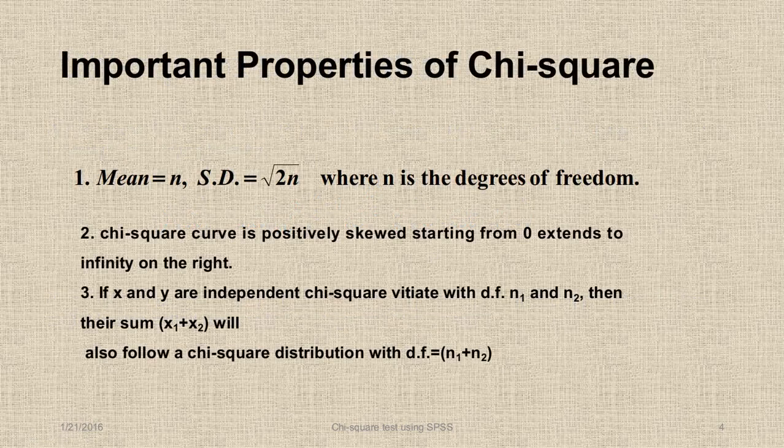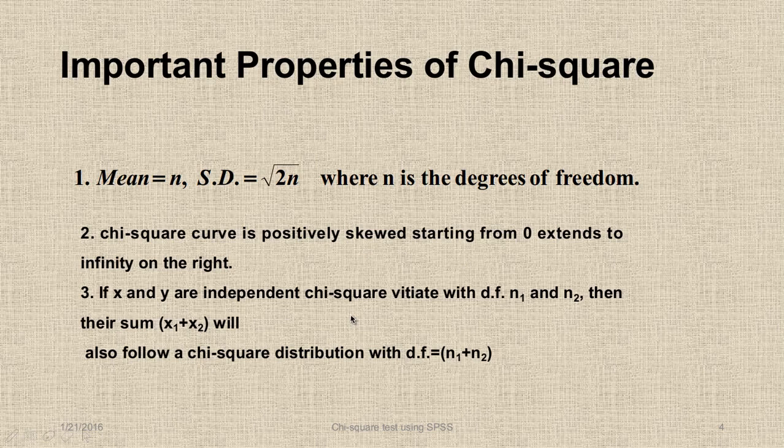Now come to some important properties of the chi-square distribution. The chi-square distribution has mean equal to its degrees of freedom, that is n, while its standard deviation is given by the square root of twice the degrees of freedom. The chi-square distribution is positively skewed, starting from 0 and going up to infinity on the right.